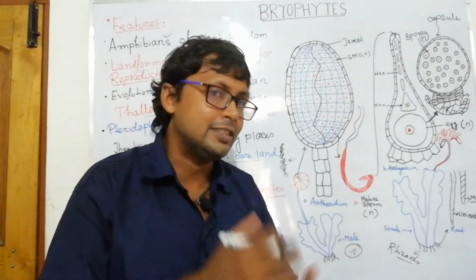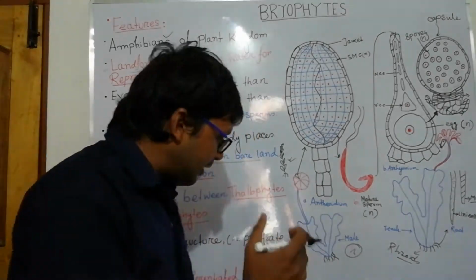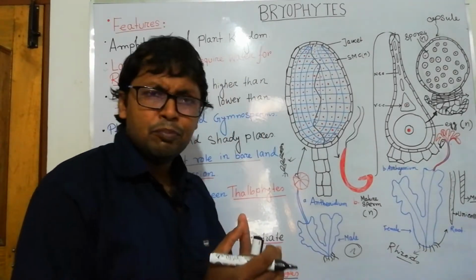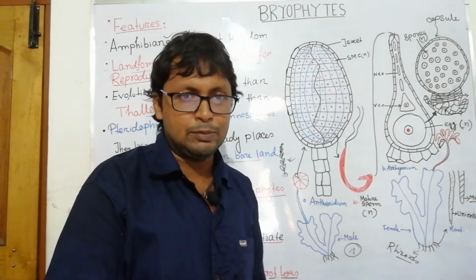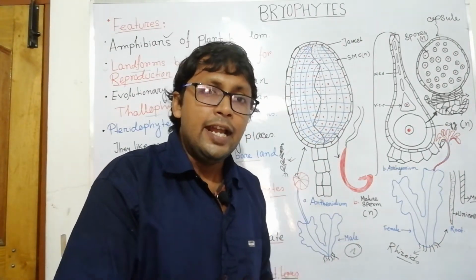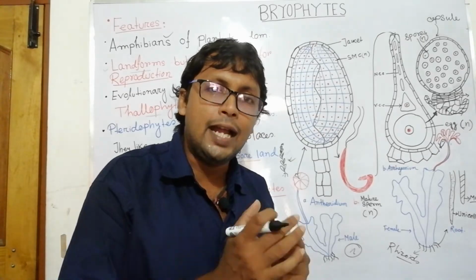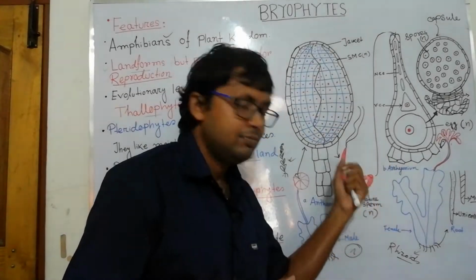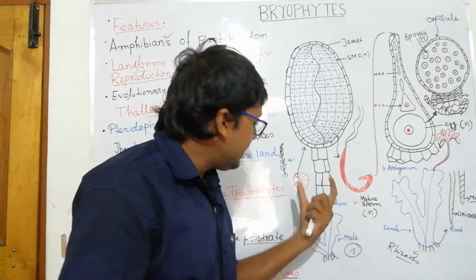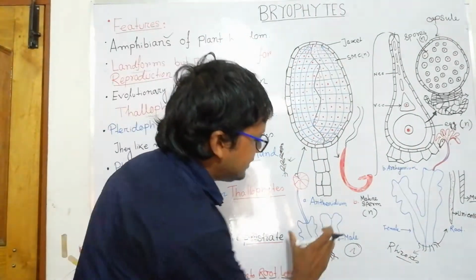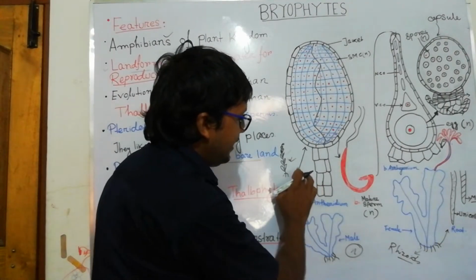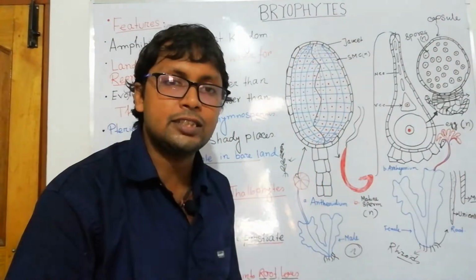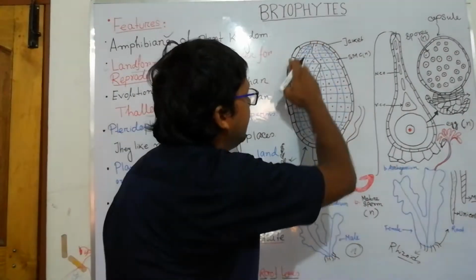So let's start the sexual reproduction. The most important point here is that the oogamous type of sexual reproduction takes place, that is, heterogametic sexual reproduction. The sperms are developed in the gametophytic body. This is a gametophytic plant, and in the gametophytic plant the special male reproductive structure is called the antheridium.